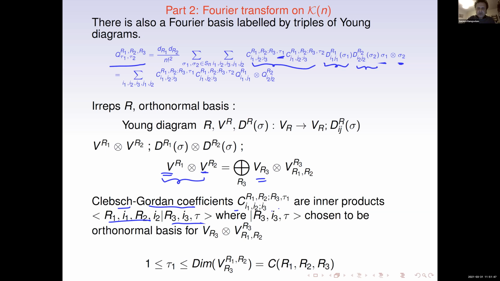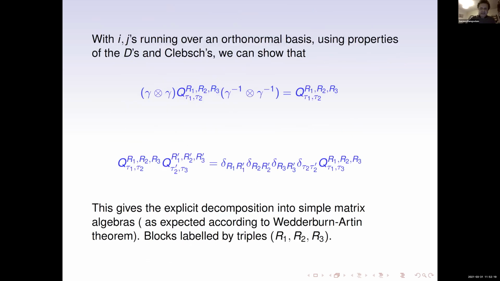And you can always choose a basis where this forms an orthogonal basis for this tensor product. And you have this orthogonal basis, and the overlap defines the Clebsch-Gordan coefficients. So this formula is a little bit complicated, but essentially you can use these Clebsch-Gordan coefficients to build the Fourier basis for that algebra k of n. And its Fourier basis has these properties. This complicated object is indeed invariant under simultaneous conjugation by gamma.